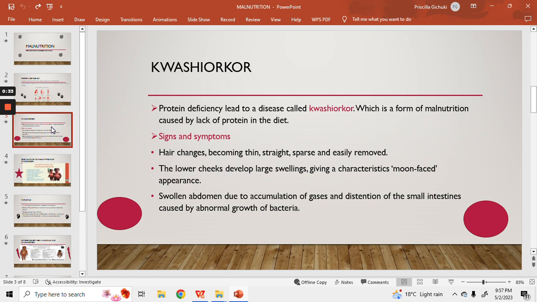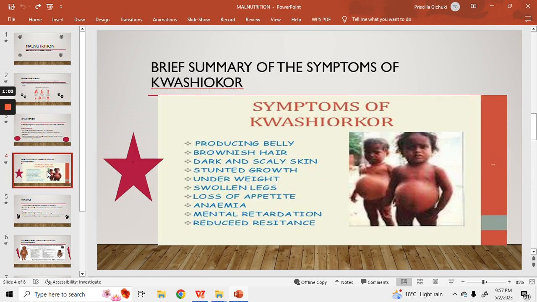Kwashiorkor. Protein deficiency leads to a disease called Kwashiorkor, which is a form of malnutrition caused by lack of protein in the diet. Signs and symptoms: hair changes, becoming thin, straight, sparse, and easily removed. The lower cheeks develop large swellings, giving a characteristic moon-faced appearance. Swollen abdomen due to accumulation of gases and distension of small intestine caused by abnormal growth of bacteria.